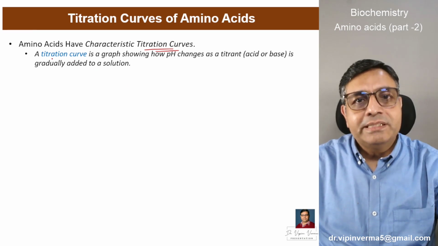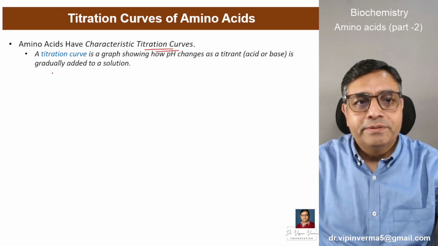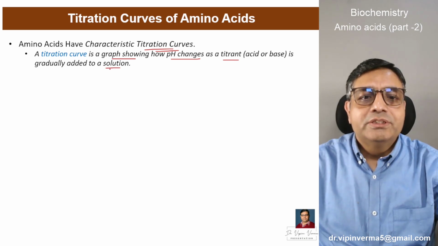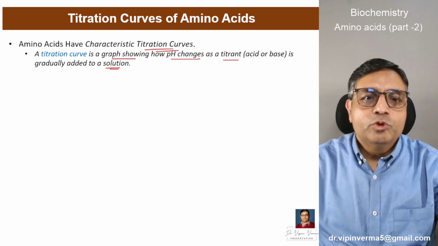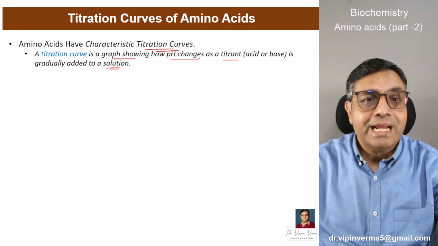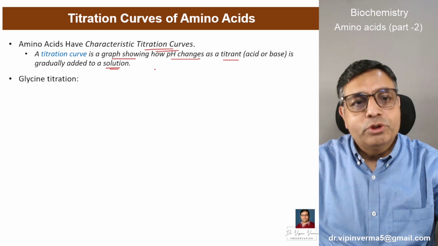So, what is a titration curve for those who just forgot? A titration curve is a graph which shows how pH changes as a titrant, which is an acid or base, is gradually added to a solution. All right. So basically it is a graph which shows the change in the pH when we add an acid or base, which we call a titrant, to the solution.